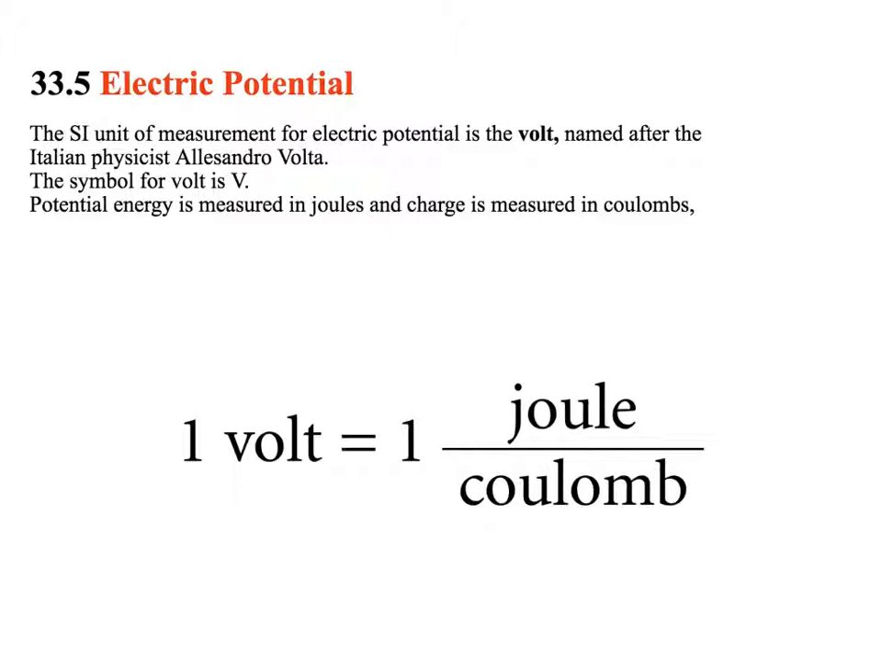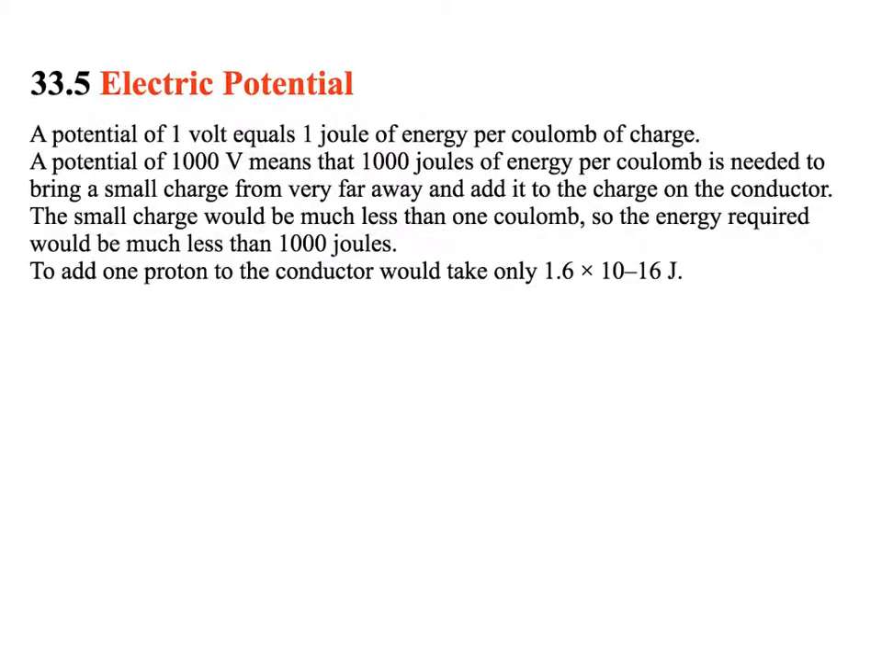The SI unit of measurement for electric potential is the volt, named after the Italian physicist Volta. The symbol for the volt is V, capital V. Potential energy is measured in joules, and charge is measured in coulombs. An electric potential of 1 volt equals 1 joule of energy per coulomb of charge.